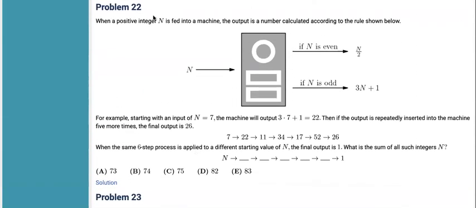Let's move on. Oh my goodness, what is this? Is this some kind of Collatz conjecture? Is this like an AMC question now? Having middle schoolers prove the Collatz conjecture in their free time? When a positive integer n is sent to a machine, etc. Okay, seems like a pain. For example, 7, 22, and then 11, 34, 17, 30, 52, 26. Okay, well, that's kind of annoying. Same step process applied to a different starting value of n, the final output is 1. What is some such, oh no, this is going to be such a pain.